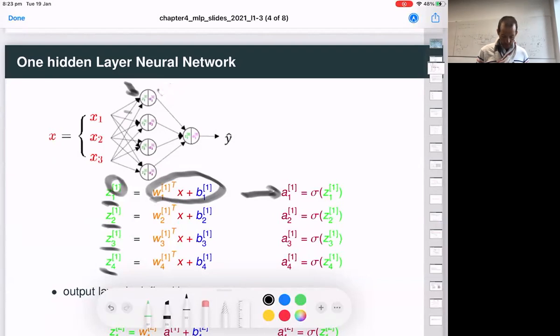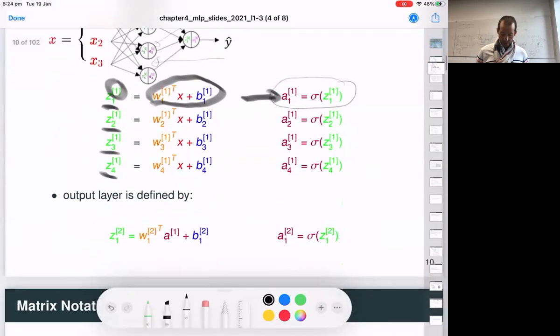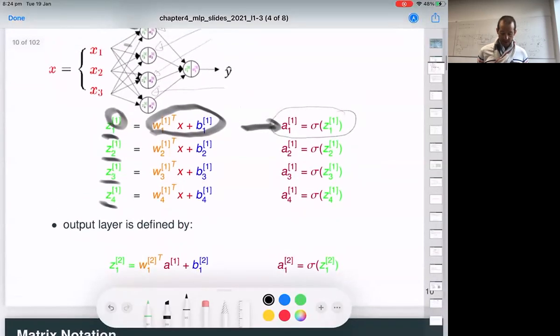So the output here is A1, which is a scalar. And this one is A2, which is also a scalar. This is the output of the first neuron. And these four outputs are combined with a linear combination to go to the last neuron, which is here.